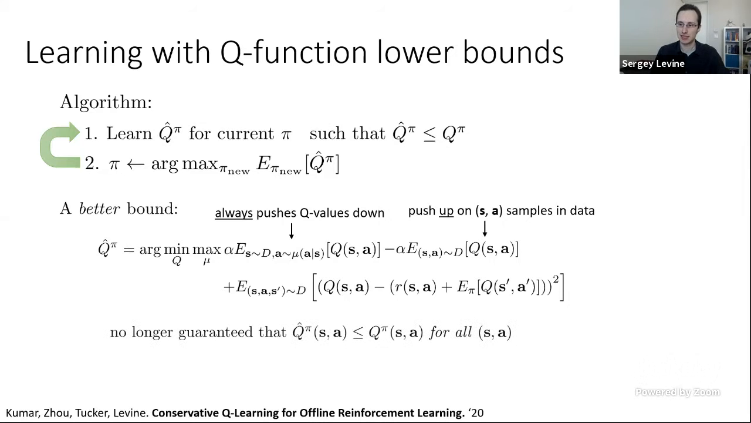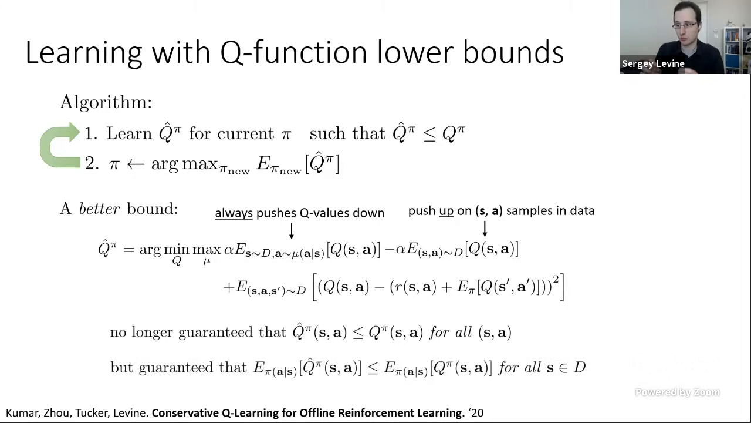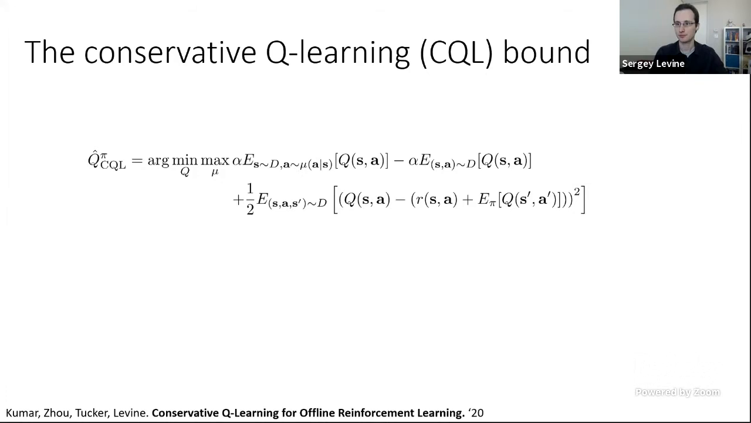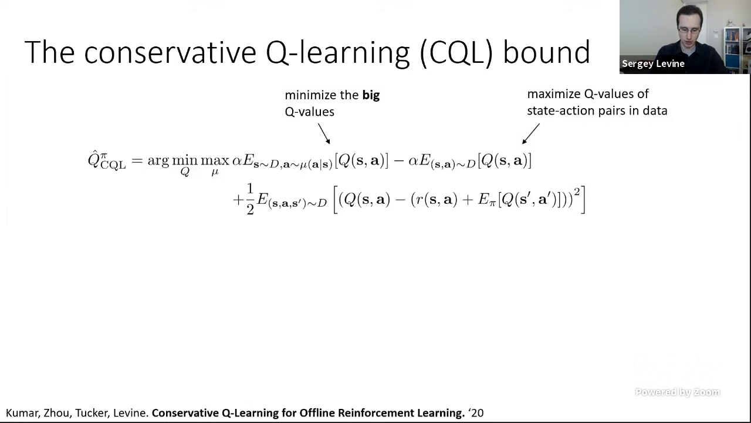Now, it's actually no longer guaranteed if you use this objective that you will get a pointwise bound. However, somewhat surprisingly, we can still show that you get a bound in expectation under your policy, which means that you're bounding the value function. So you still get the result that if you learn your Q function in this way, the resulting value function will be a lower bound on the true value function for a large enough alpha. So you minimize the big Q values, and maximize the Q values in the data set.